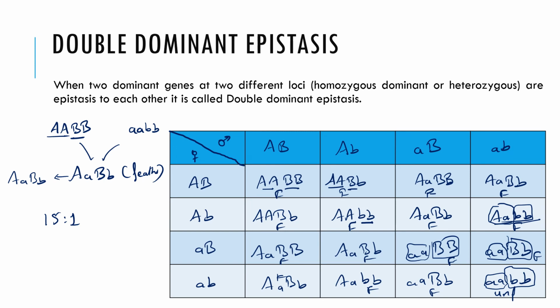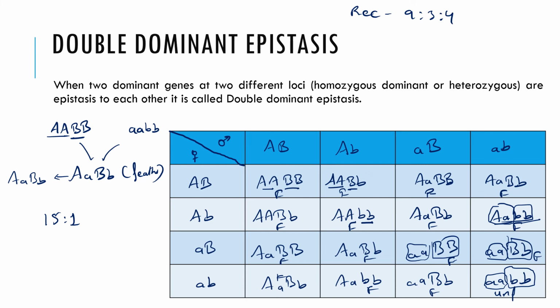And in case of the recessive epistasis, I forgot to tell you, instead of giving us those 9 is to 3 is to 3 is to 1, we get 9 is to 3 is to 4 type of ratio. Okay, in case of recessive epistasis, we get 9 is to 3 is to 4. So let's see, this is about double dominant epistasis.